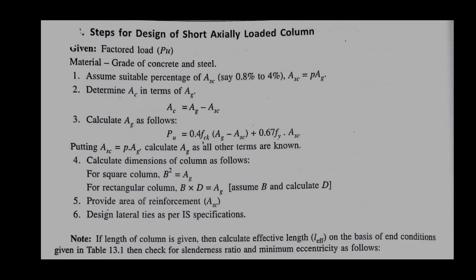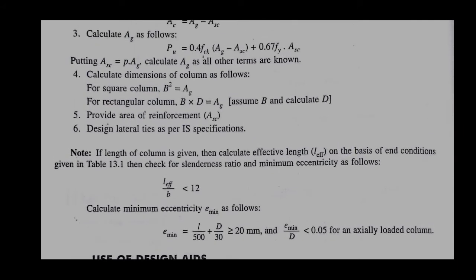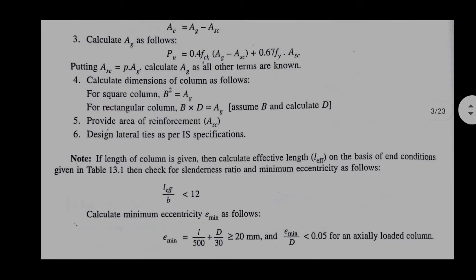Now provide area of reinforcement and then design as per IS code. Design the lateral ties as per IS specification. Note that if the length of the column is given, then we have to calculate the effective length on the basis of end condition or support condition, which is given in Table number 28 of IS 456:2000. This will be Table number 28.